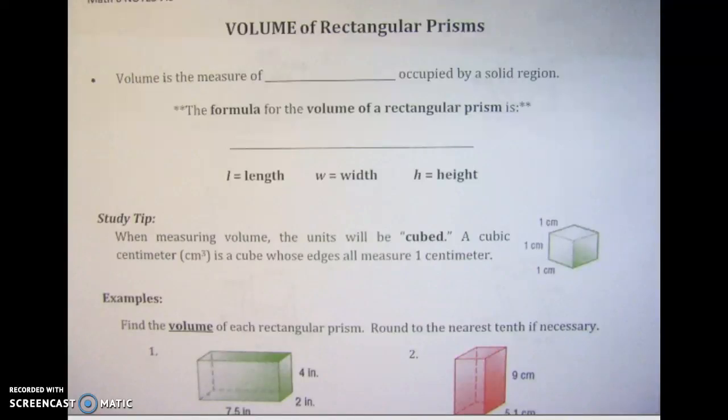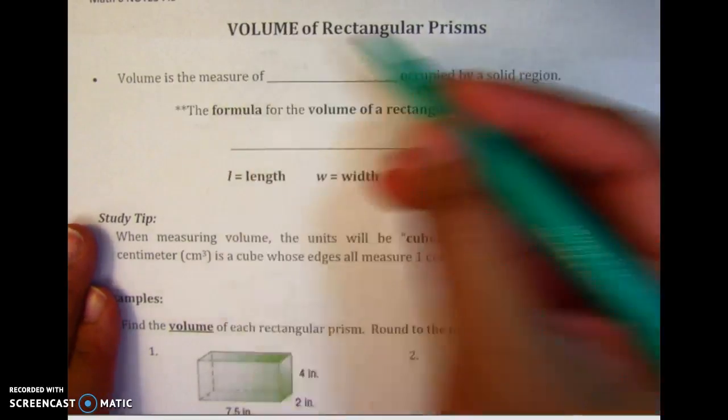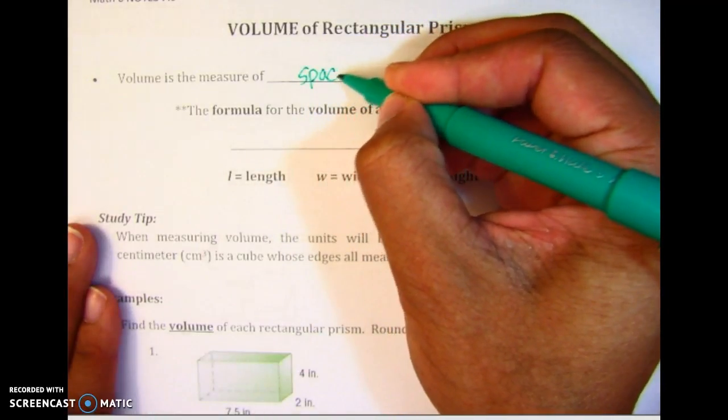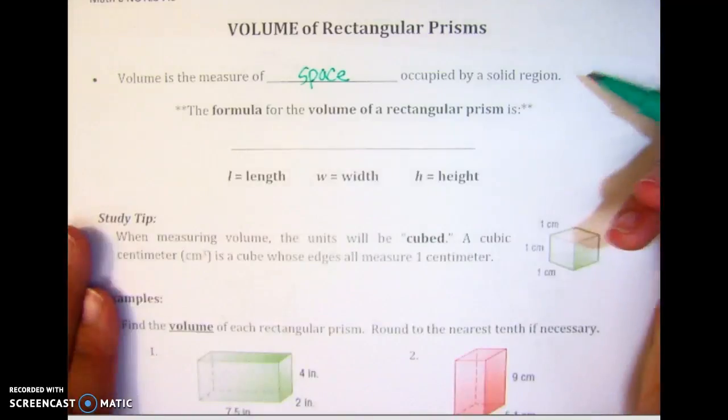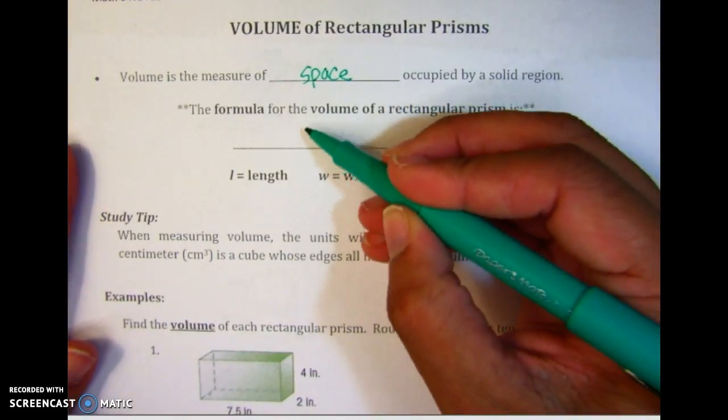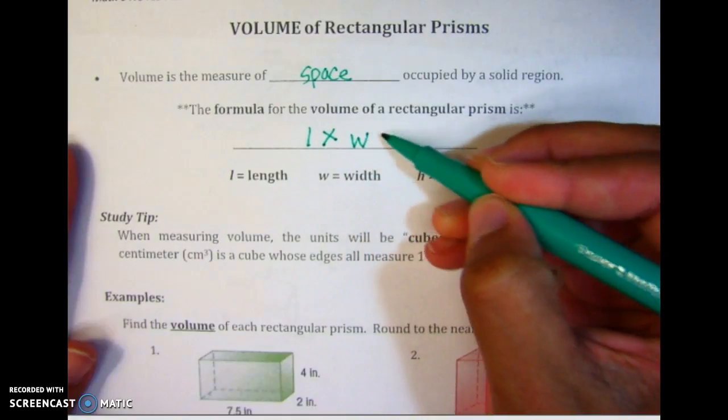Today we're taking notes on how to find the volume of a rectangular prism. So volume measures the amount of space occupied in the solid region. So how much can fit inside of something. The formula for volume of a rectangular prism is length times width times height.